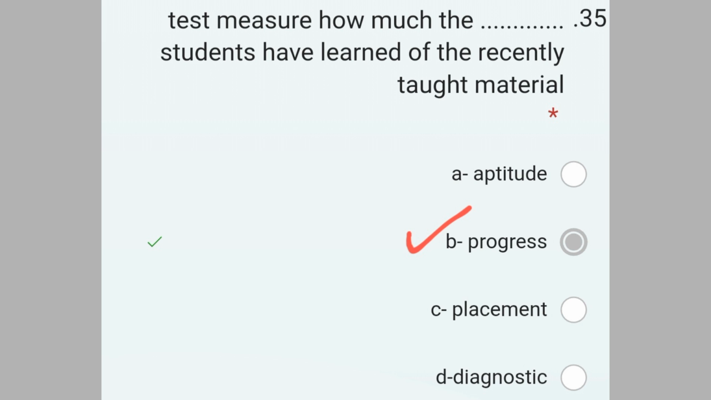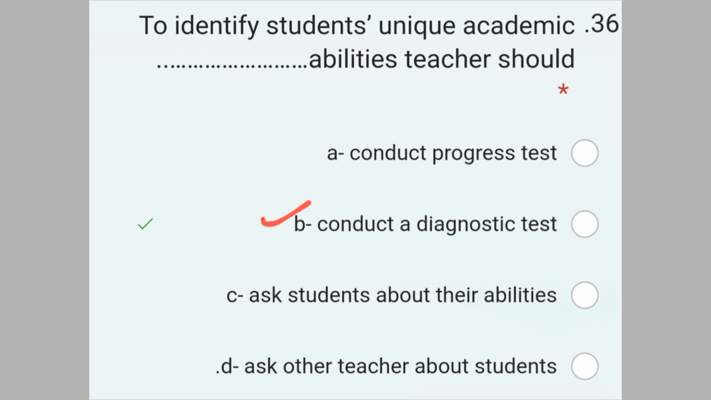35. Tests measure how much the students have learned of the recently taught material. A. Aptitude. B. Progress. C. Placement. D. Diagnostic. 36. To identify students' unique academic abilities, a teacher should: A. Conduct a progress test. B. Conduct a diagnostic test. C. Ask students about their abilities. D. Ask other teachers about students.